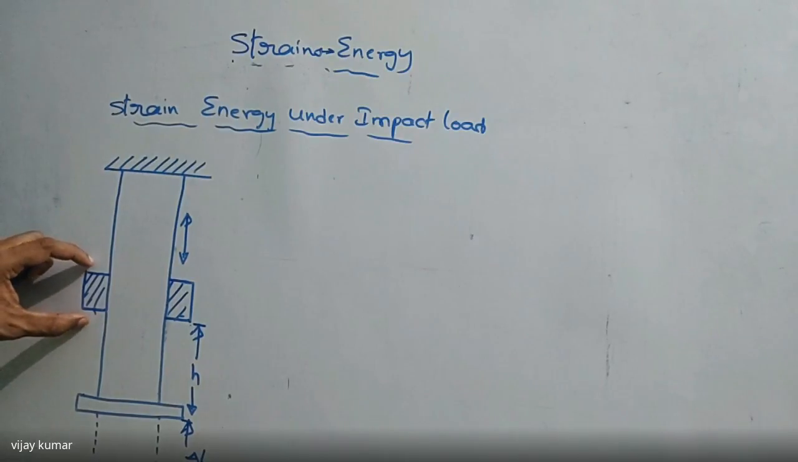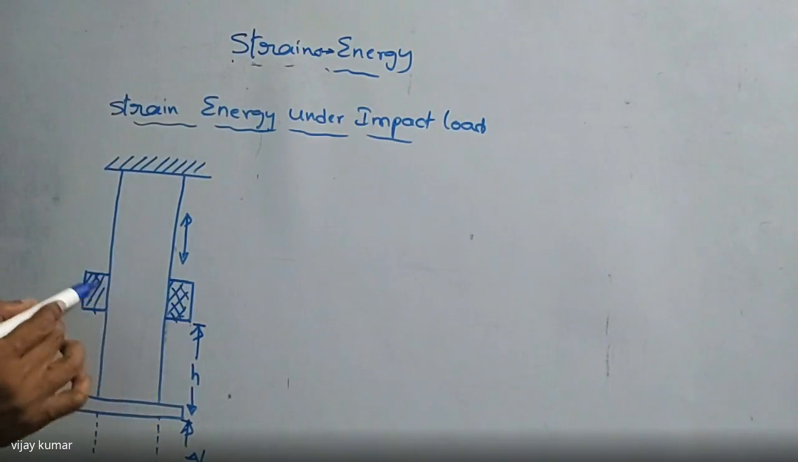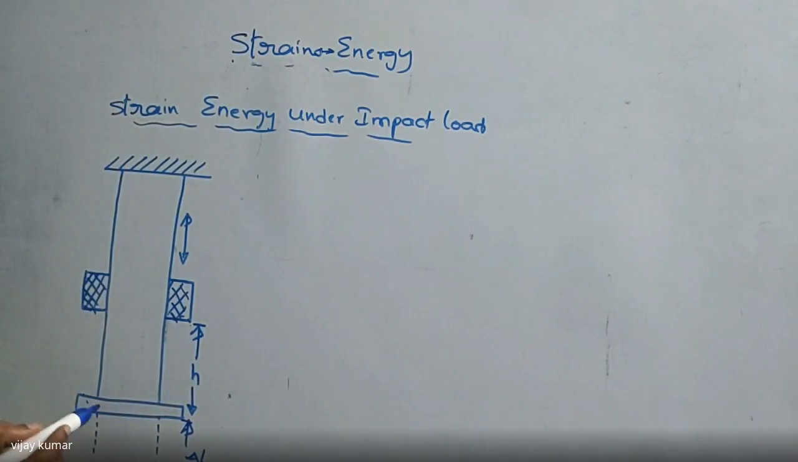We can maintain the load at a distance of h from the bottom of the bar and release it at this height. Automatically the load goes to impact the bottom of this bar. Then this bar undergoes some deformation. During the deformation, it is under strain, so it has some energy. That energy is named strain energy. Here I am telling you how to calculate this strain energy in this case.